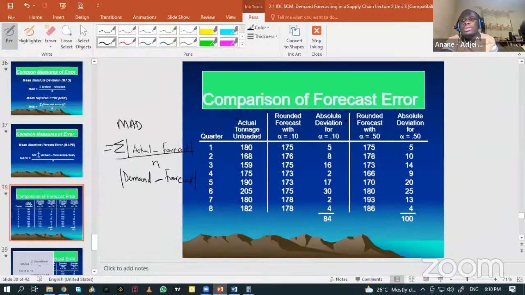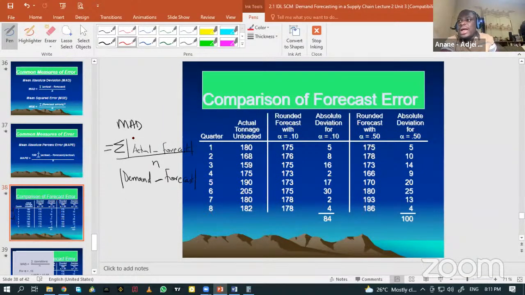Please, I hope you are with me. Our concentration should be only on this side of the table. On this side they used an alpha value of 0.50 to do the calculation, but over here they used an alpha value of 0.10. So don't concentrate on the alpha value of 0.50. Let's concentrate here to do our example.